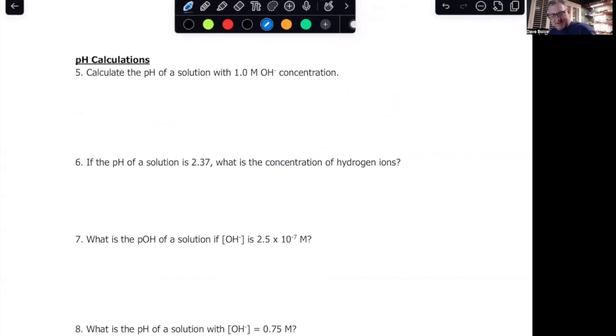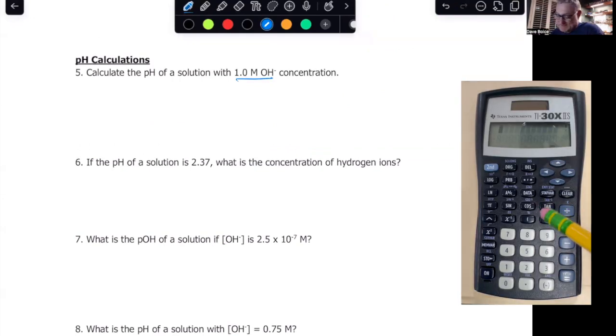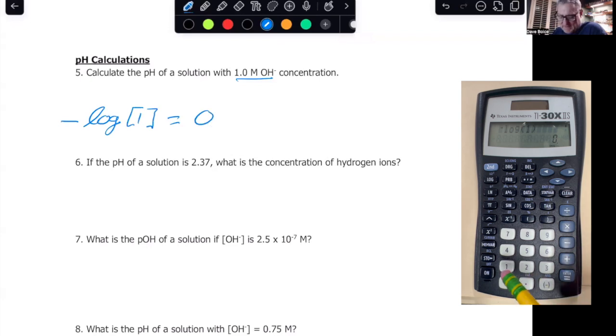Okay, calculating pH of solutions. I want to go from a concentration to a pH. A concentration doesn't always have 10 to the negative; sometimes it can be this, so we can still do that in the calculator. So negative log of my concentration, which is 1, actually turns out to be 0. And that is my pOH because I'm using the concentration of hydroxide.